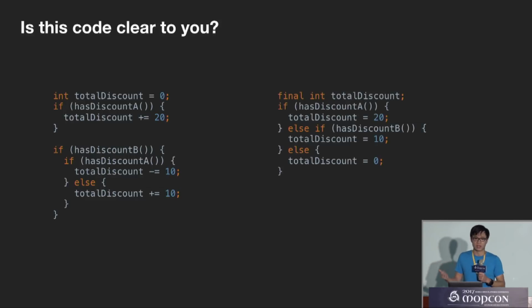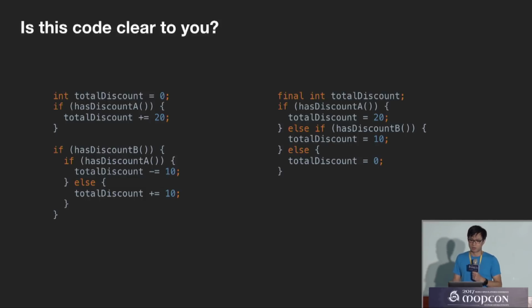But if you rewrite it into the right-hand side, you define totalDiscount to be final, and if it's discount A, total discount is 20. If discount B, total discount is 10, otherwise 0. The logic on the left-hand side and right-hand side is the same, but the right-hand side is much more readable. And that brings us to the first principle I want to talk about, which is immutability.